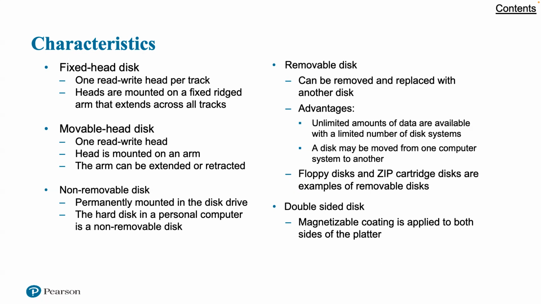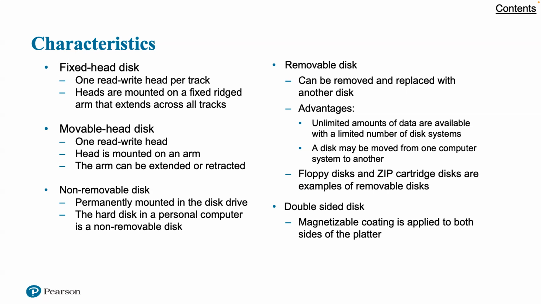A non-removable disk is permanently mounted in the disk drive. The hard disk in a personal computer is a non-removable disk. The removable disk can be removed or replaced by another disk. The advantage of the latter type is that unlimited amounts of data are available with a limited number of disk systems. Furthermore, such a disk may be movable from one computer system to another. Floppy disk and zip cartridge disks are examples of removable disks. Maybe you've heard of one or both of those types, but those are getting fairly dated at this point.